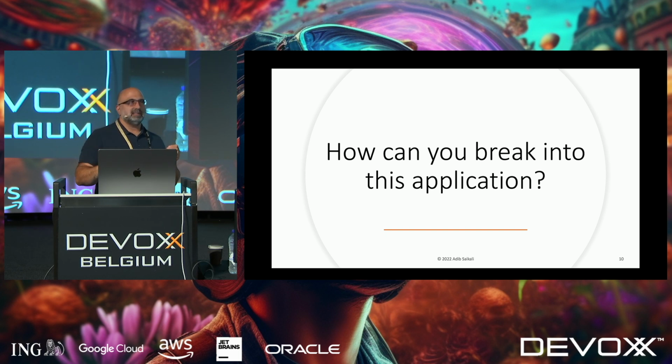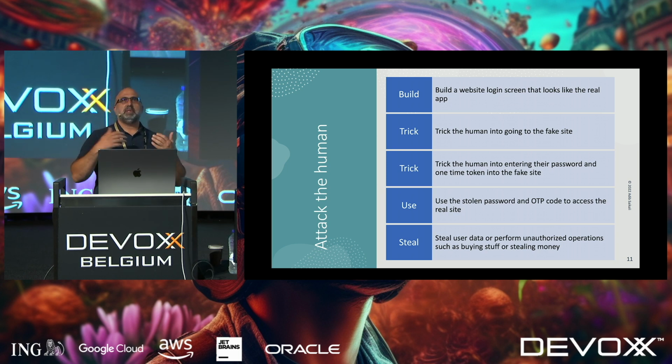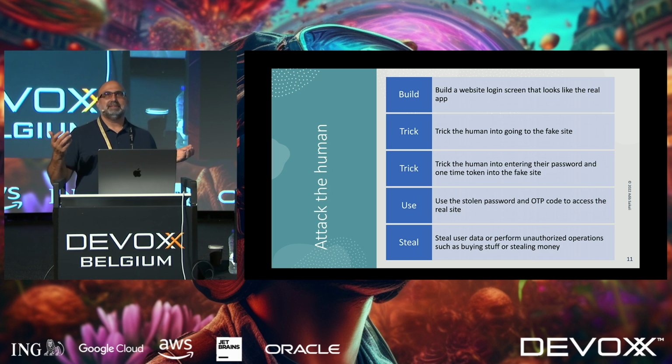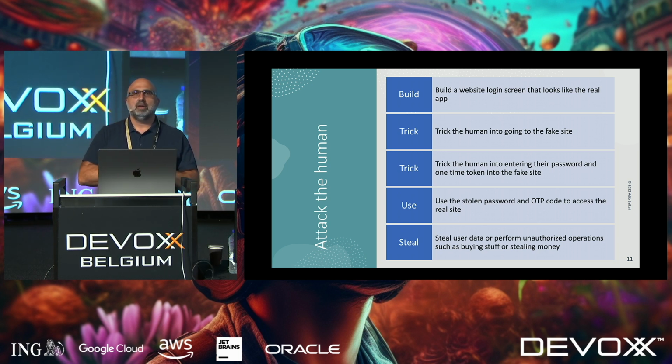What I'm trying to get at is that when you are secure, you attack the human, because people can get tired. So how do you attack the human? You build a website login screen that looks like the real app. You trick the human into going to this fake site. Once the human is on this fake site, they enter their username and their password. Why wouldn't they enter their one-time password? Of course they will, because you already tricked them into going to the wrong place. Then you can use the stolen one-time password and token, log in, and do whatever bad things you want to do as a hacker.